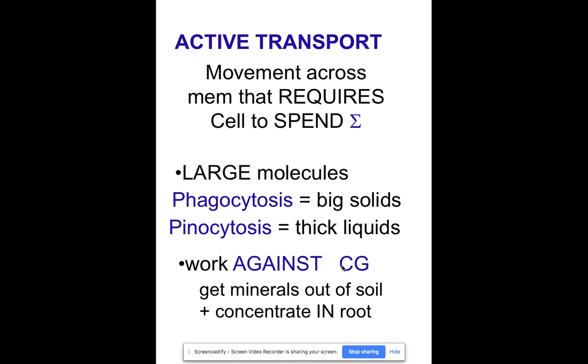One example is a root of a plant. If you're trying to get minerals out of the soil, you want to absorb them and force them into the root so that your plant has enough nutrients. Sometimes you're going to force molecules in so that your cell or your plant can actually thrive and live.